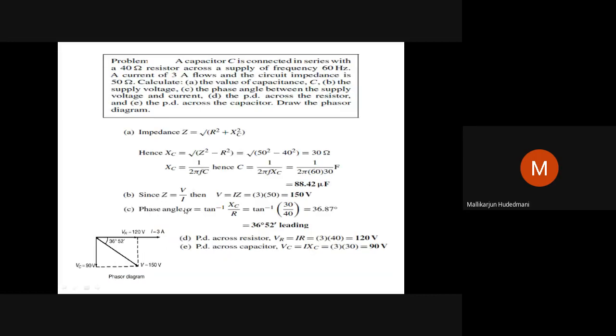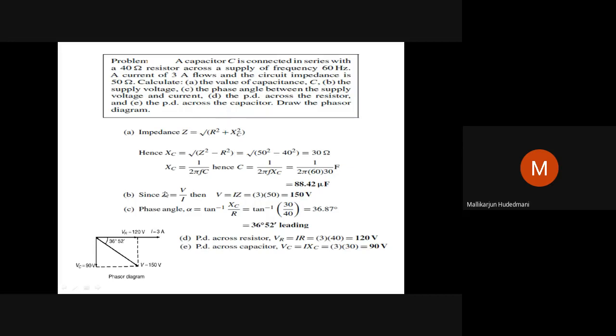Z is V by I, V is I into Z. You can see, 3 into 50, 150 volt. So it is a roundabout work. If you know the work straight, getting around and coming back to the point, you can do it comfortably. So B part is V equal to IZ, 150 volt.